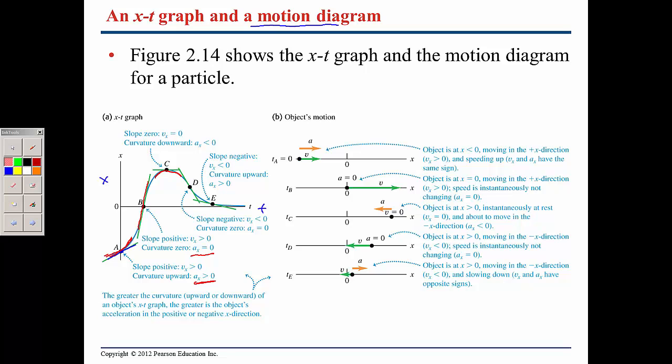Similarly, if the curvature is downward, then the acceleration is going to be in the negative direction, and so on and so forth at points D and E. So please take a moment, pause this, read what you're reading in blue here, and convince yourself that you can do this, because this is an extremely powerful tool that I will expect you to be able to use, looking at the curvature and the slope of position versus time graphs to learn something about the velocity and acceleration.